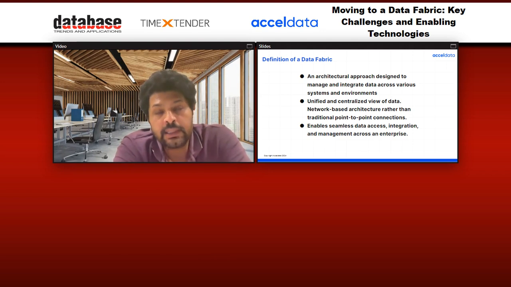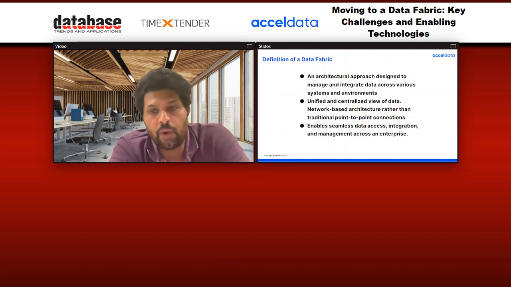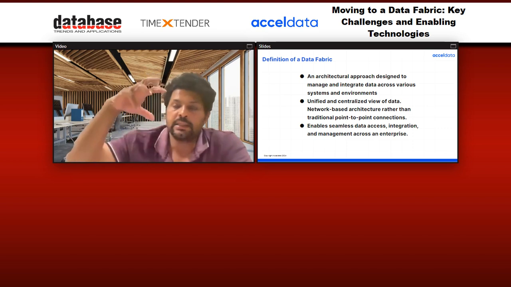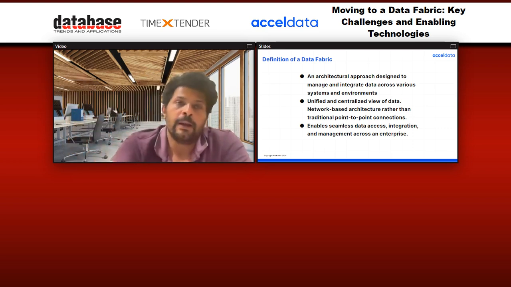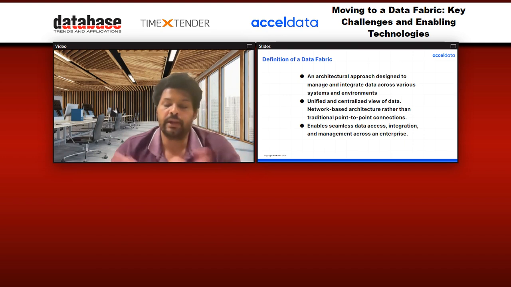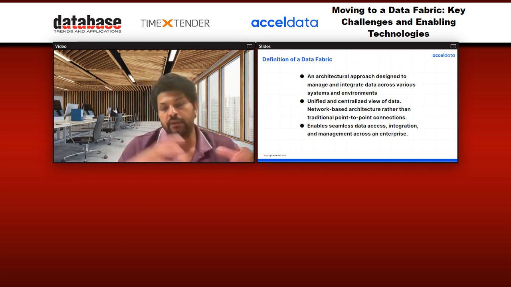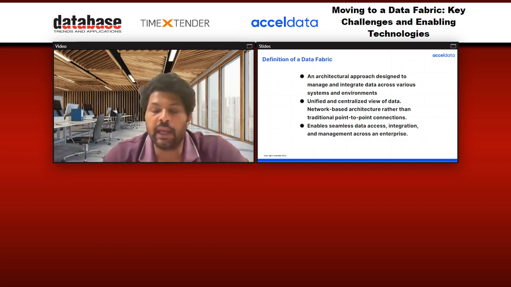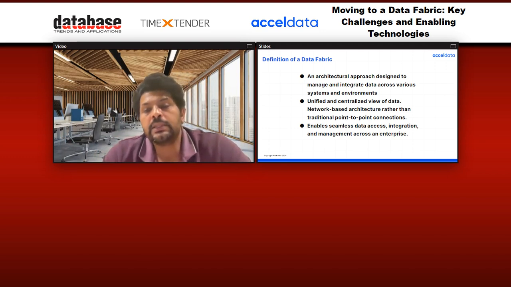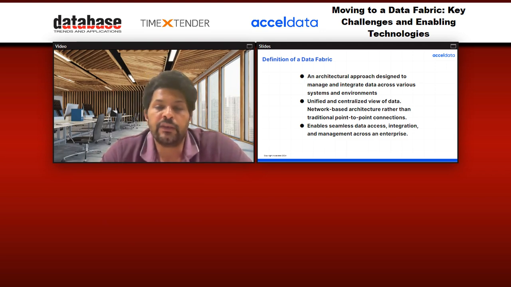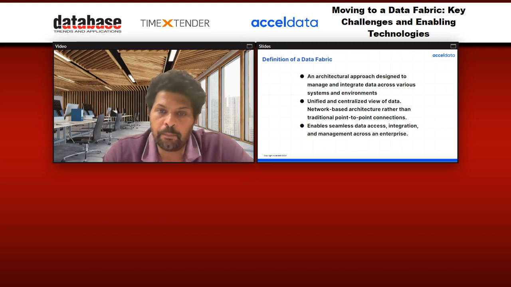One easier way to look at it is as a network model. A network model is essentially more of a hub and spoke model, where you connect into different data sources instead of having things point to point. I think Micah has a great slide on it where it's a whole tangled mess of unconnected applications, and this is more of a network-based application. The promise is that it allows seamless data access, integration, and management across the enterprise. Now, how does it actually look in practice?